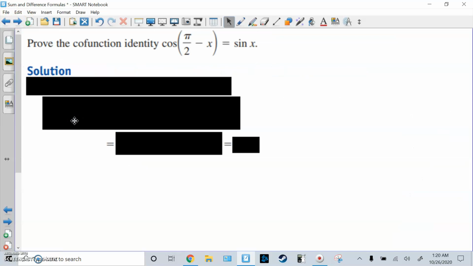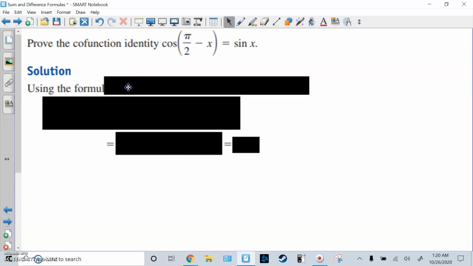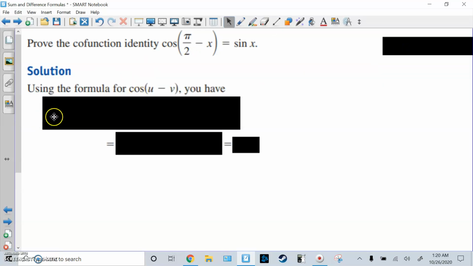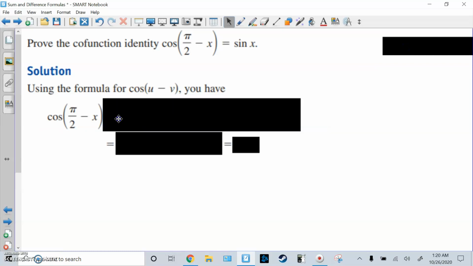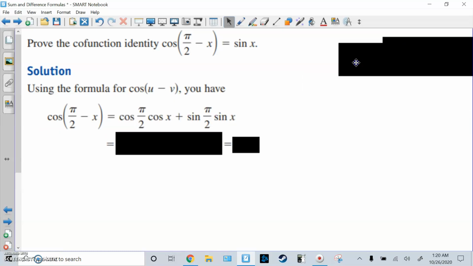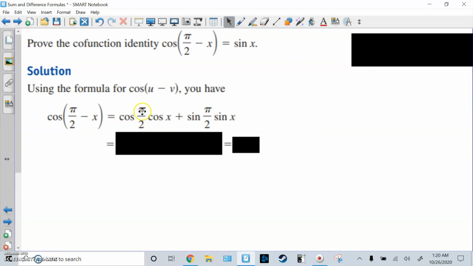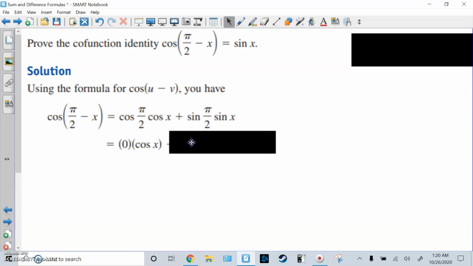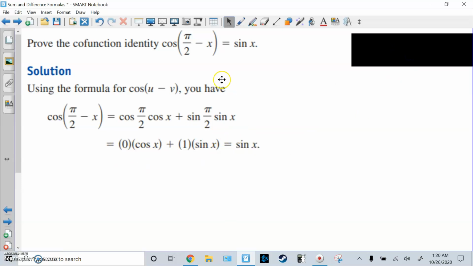Alright, here we're going to prove the cofunction identity from before. Really, this is just a difference formula for cosine. So you just do the formula for cosine of u minus v. This turns into cos cos plus sine sine. Cosine of pi over 2, you should know is 0, times cosine x. Then plus sine of pi over 2 is 1 times sine of x. Well, 0 times cosine x is 0, 1 times sine x is just sine x. So we match the left side, and it matches the right side.